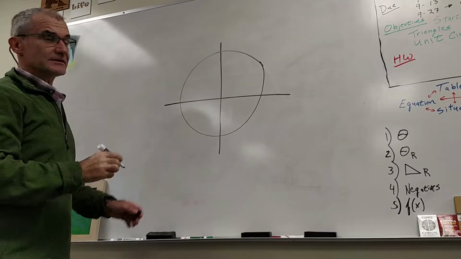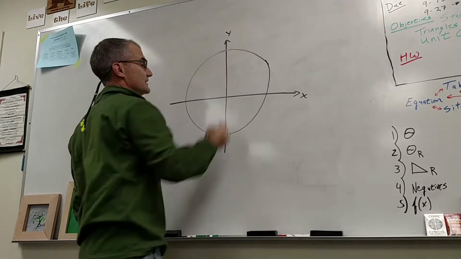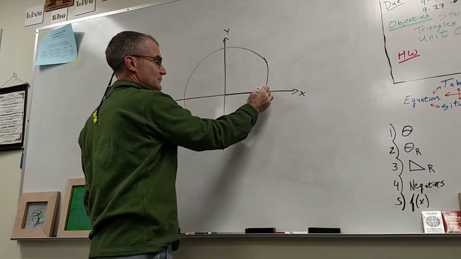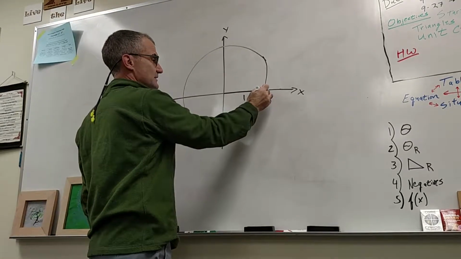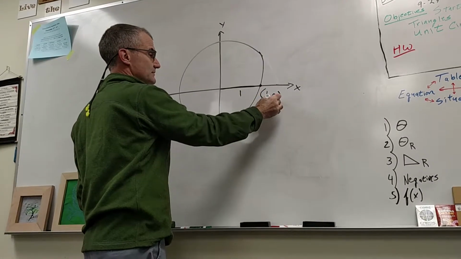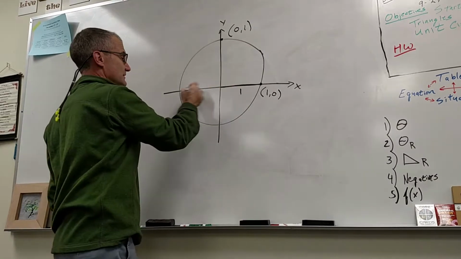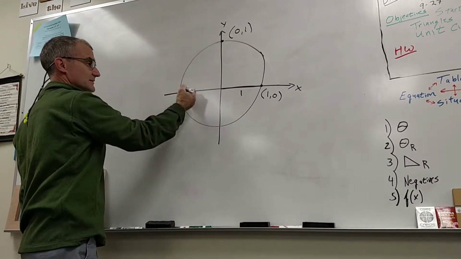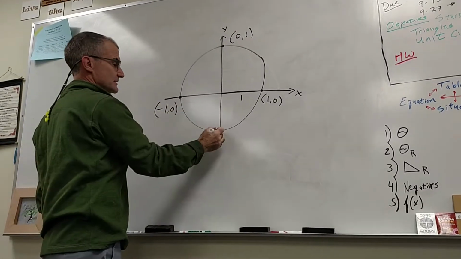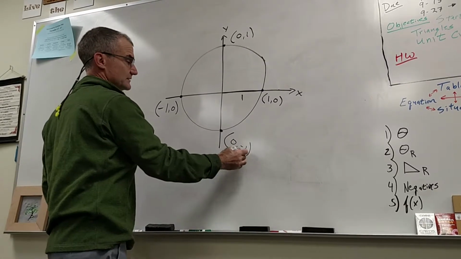Unit circle drawn on the Cartesian coordinate plane, where this is x, this is y. By definition, a unit circle has a radius of 1. So if the radius is 1, this coordinate right here would be over 1, up 0. This coordinate would be over 0, up 1. This coordinate, I'm traveling to the left, so this is negative 1, 0. And then this coordinate down here is over 0, up negative 1.